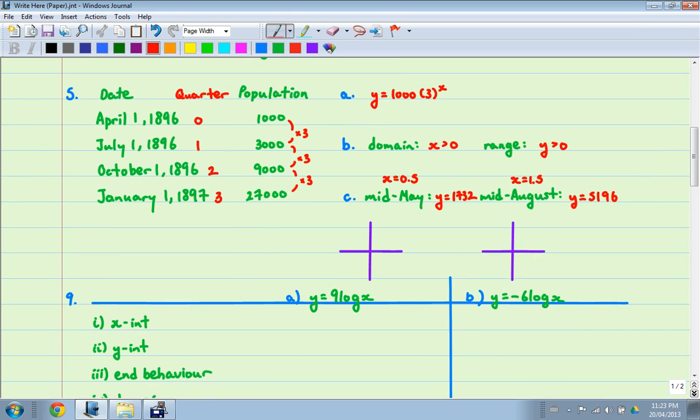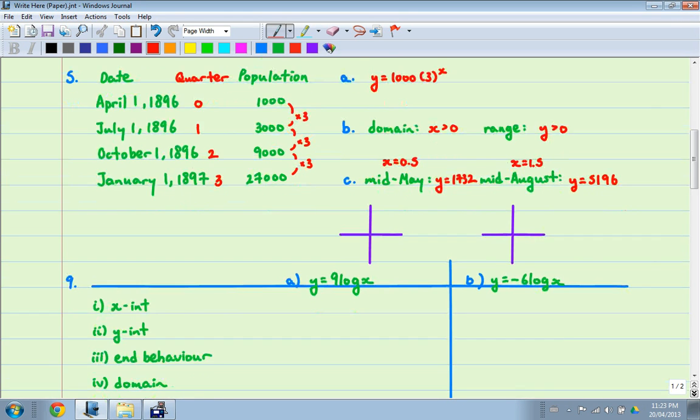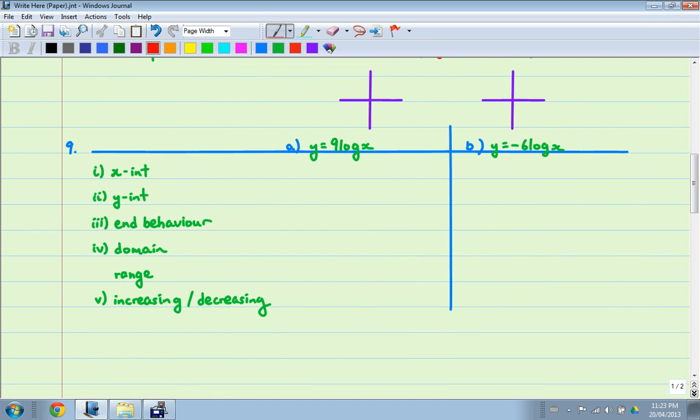So if we continue on to number 9, this question asks us for the properties of a couple of logarithmic functions. You can see that one of them is positive, the other is negative. For the positive one, I have something that looks kind of like this. And for the negative one, I have something that looks like the reverse. Okay. Now for the x-intercept, both of these are going to be 1. There will be no y-intercepts for a logarithmic function like these.